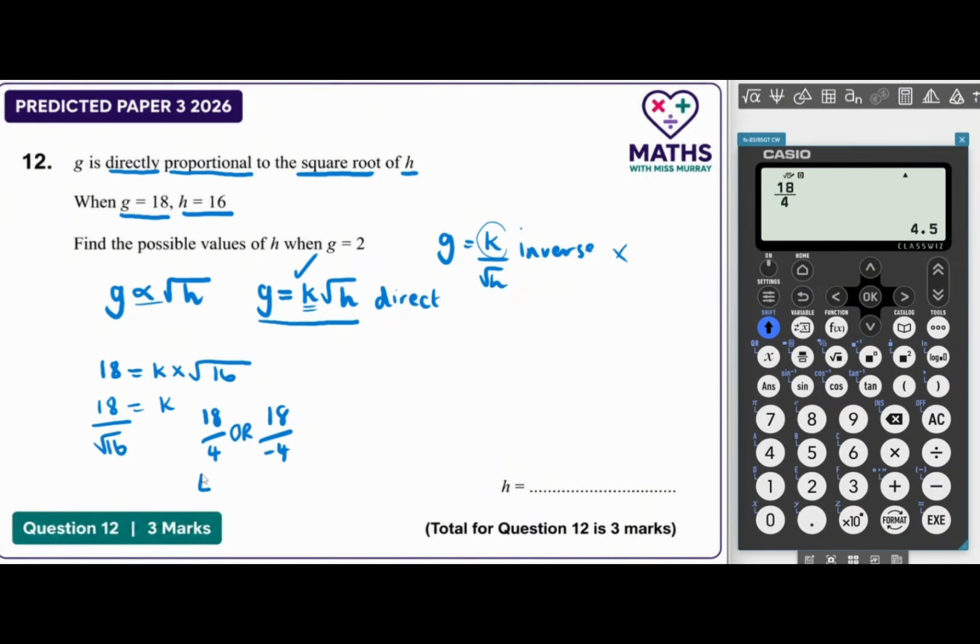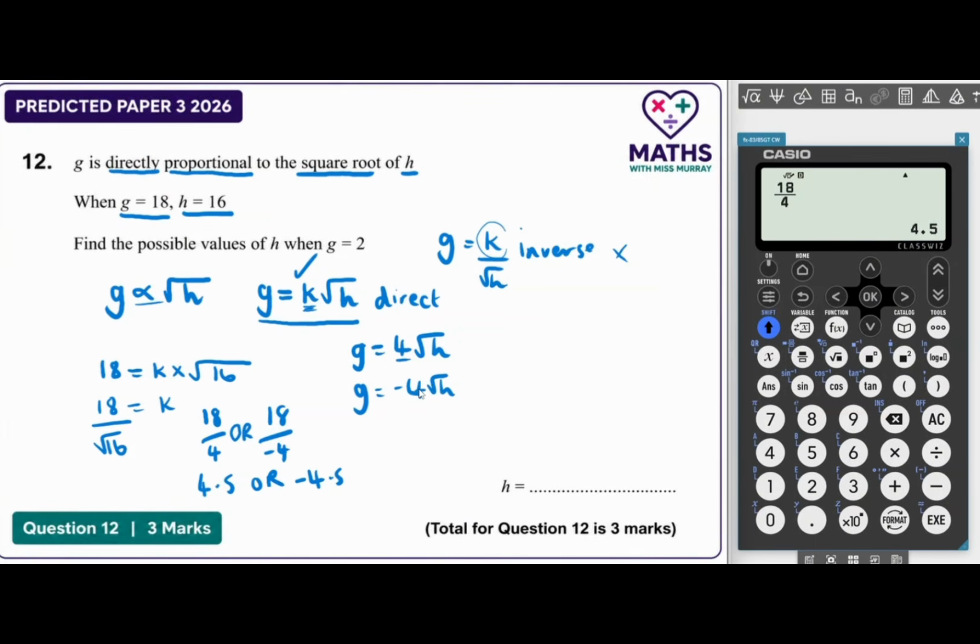So 4.5 is one possible value for my constant, or I can have 18 divided by negative 4, which would be negative 4.5. So you've got two possible answers there. So I've got two possible equations I could have here. I could have g equals 4 square root h, because I now know my constant value, or I could have g equals negative 4 square root h. So you could have either of these.